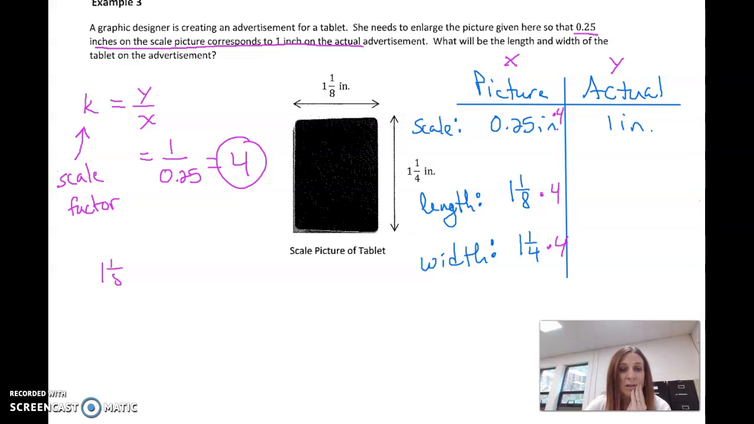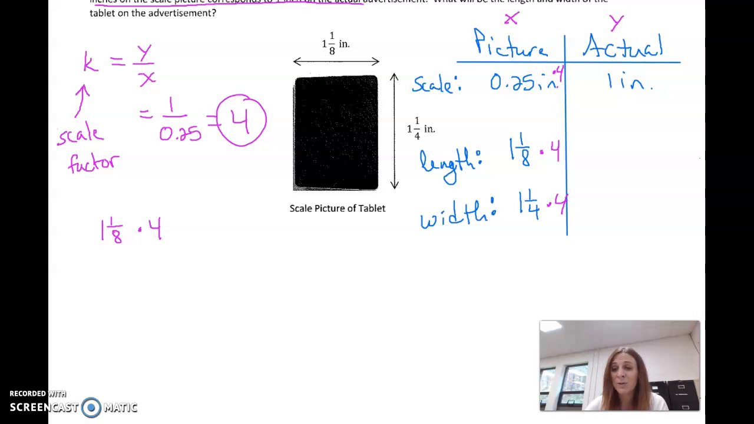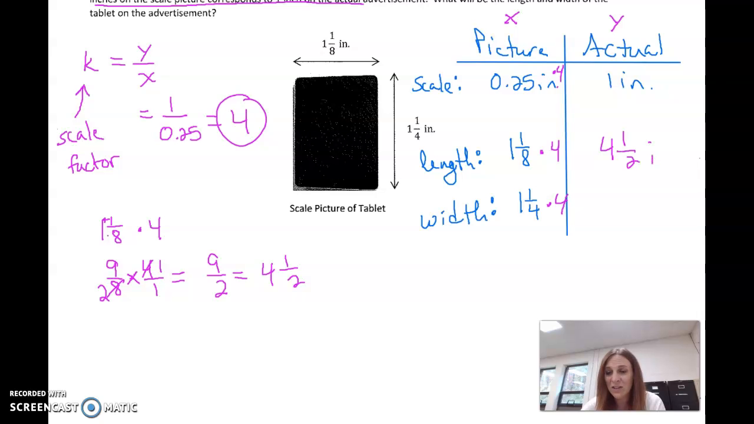So I'll just come over here. 1 1/8 times 4. Remember, if we're doing any multiplying or dividing with mixed numbers, we have to change them into improper fractions. So 8 times 1 is 8, plus 1 is 9. So this is 9/8 times 4 over 1. You can multiply straight across, or you can pull out common factors. 9 and 1 have a common factor of 1, which doesn't do anything, but 4 and 8: 4 goes into itself 1 time, 4 goes into 8 2 times. We get 9 over 2, which is 4 1/2. 2 goes into 9 4 times, that's 8, and I'm left with 1 of the 2 left over. So the length here is going to correspond to 4 1/2 inches.